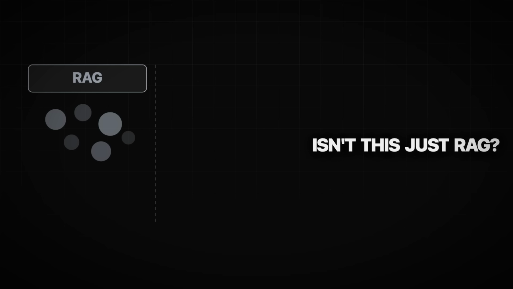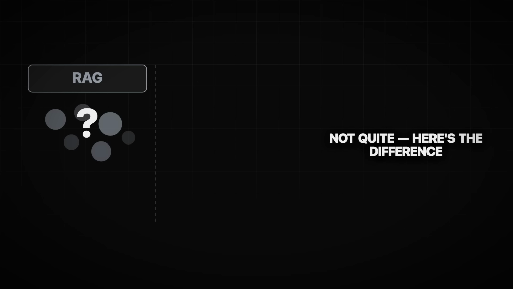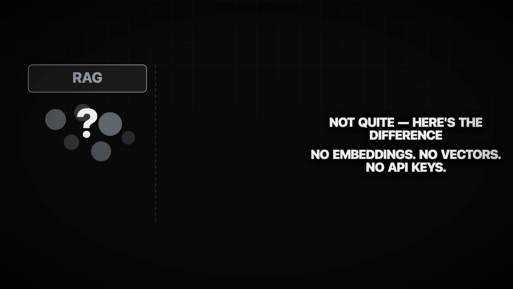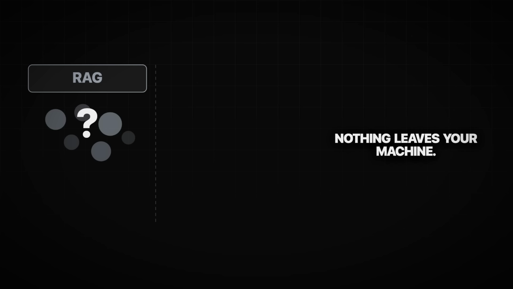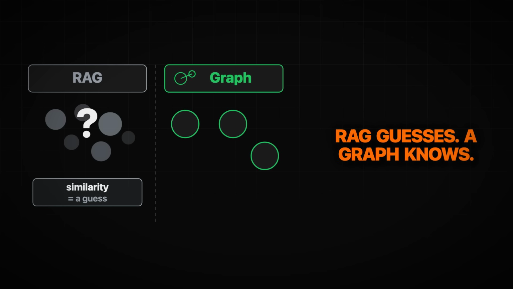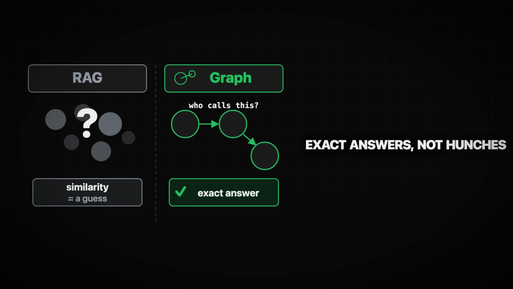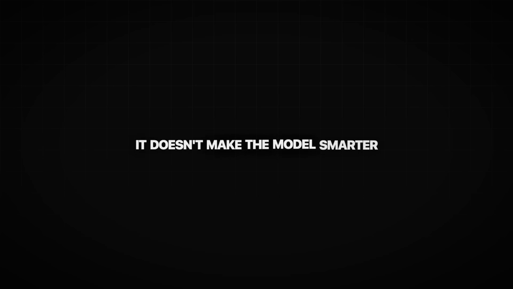Now, isn't this just RAG for code? No. And that's the interesting part. No embeddings, no vector database, no API keys, nothing leaves your machine. RAG guesses what's relevant by similarity. A graph knows what's connected because it parsed the actual relationships. Ask who calls this function, and the graph gives you an exact answer. Similarity search just gives you a hunch. And to be clear, this doesn't make the model smarter. It just stops it from rummaging.